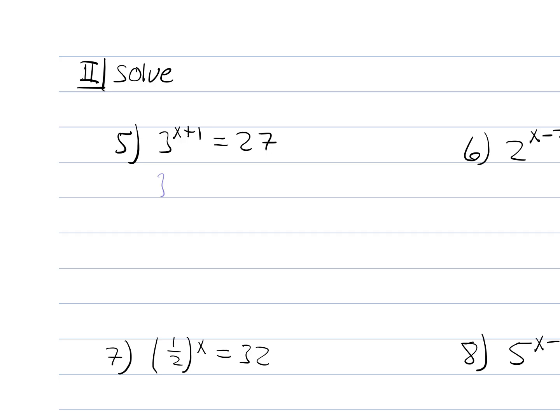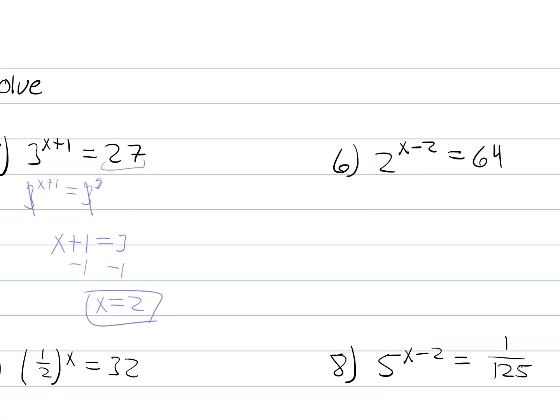So something like 3 to the x plus 1, right? We have a base of 3 here. 27 you can rewrite to have a base of 3. It becomes 3 to the power of 3. And now that they have the same base, the 3 and the 3, you can cancel that out, and then you get x plus 1 equals 3. Subtract 1 on both sides, and then it just becomes a regular linear equation, and you get x equals 2. All right, pretty simple.